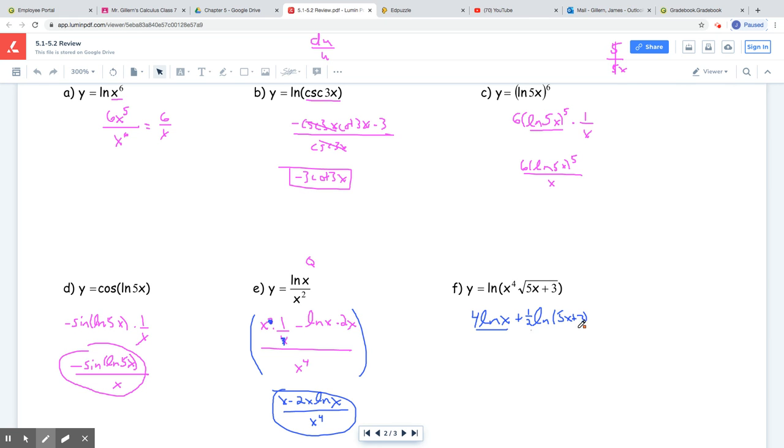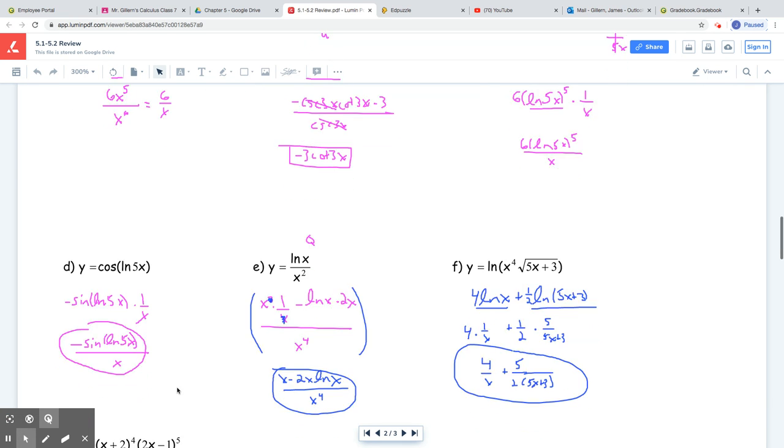Now just take the derivative of these two terms, which is 4 times 1 over x, because the derivative of natural log of x is 1 over x, plus 1/2. And then we do du over u. The derivative of 5x plus 3 is 5 over 5x plus 3. And my final answer is 4 over x plus 5 over 2 times 5x plus 3. You don't need to actually multiply it out. Just do it just like that. There is my answer. All right.